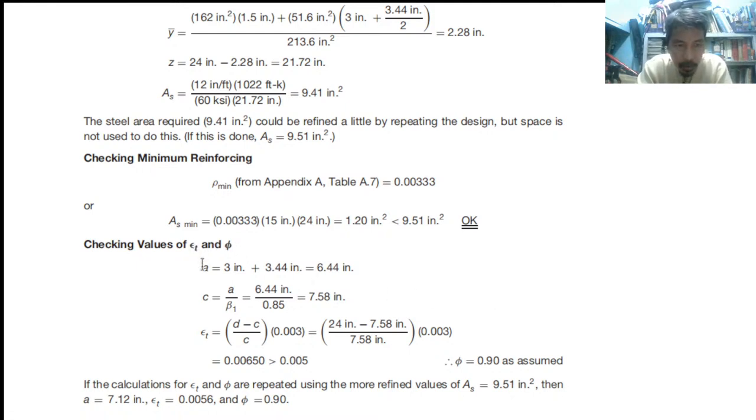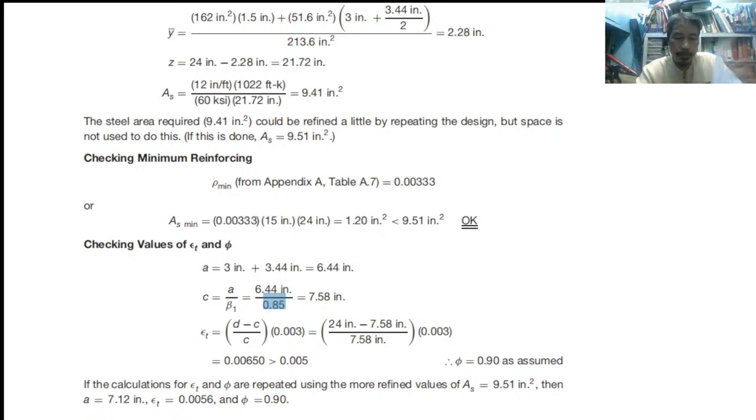So therefore let us find out the A. So 3 plus 3.44. Okay, so C divided by 0.85. So this is bad. This is not correct. Beta 1 is not 0.85. So again, this solution is wrong. If you copy, that is wrong. So the correct value for beta 1, I will show you.